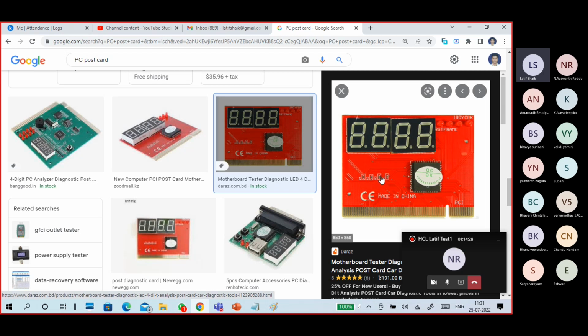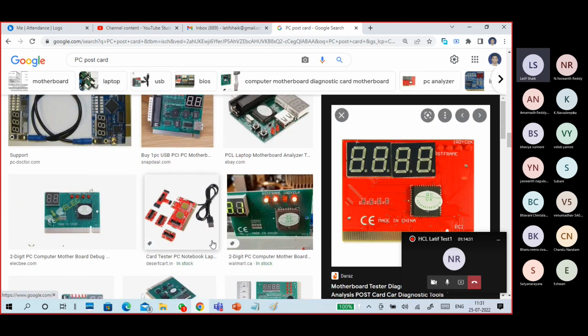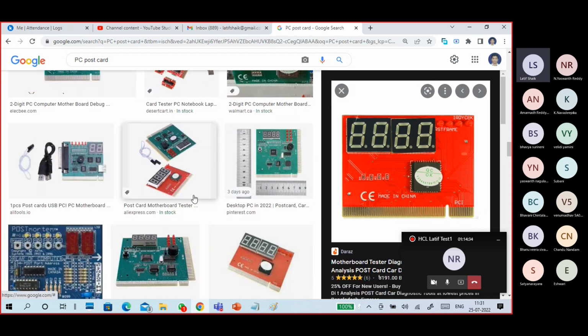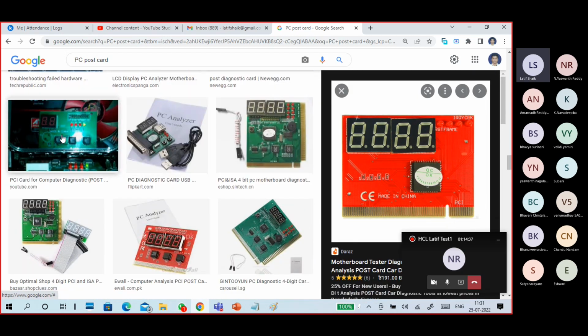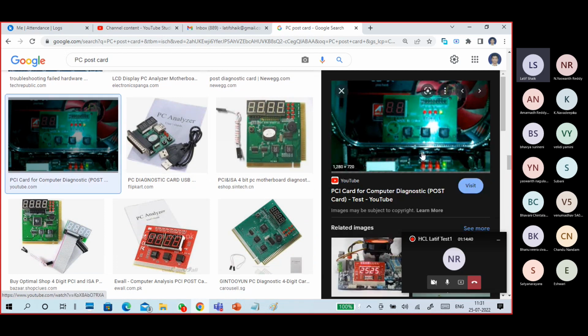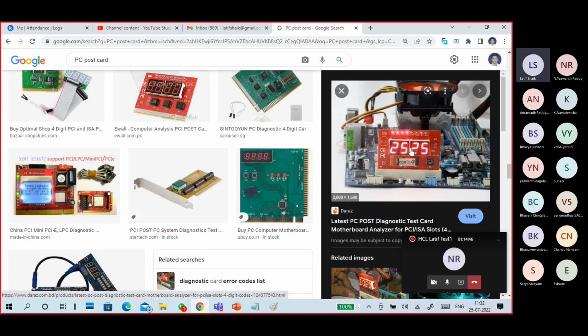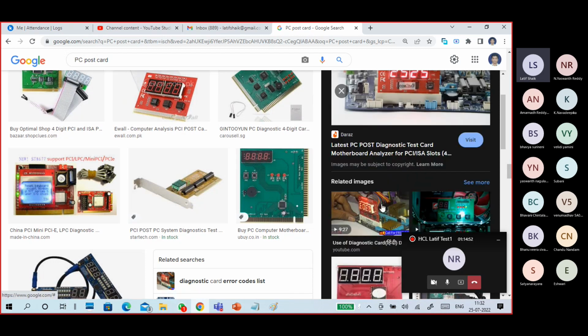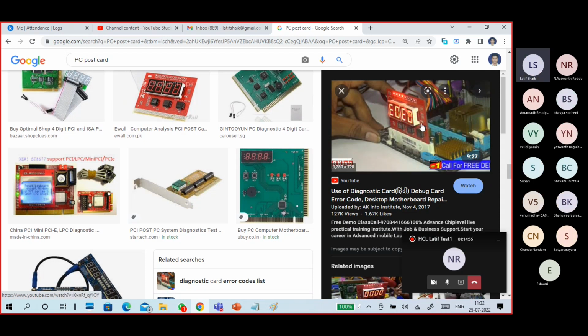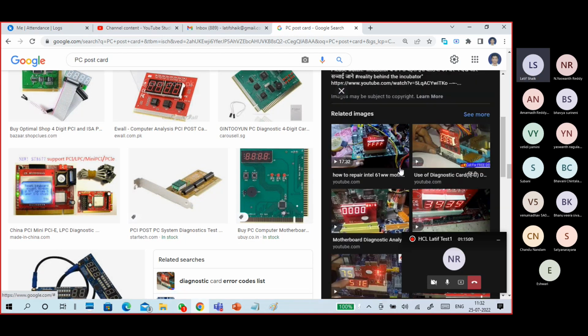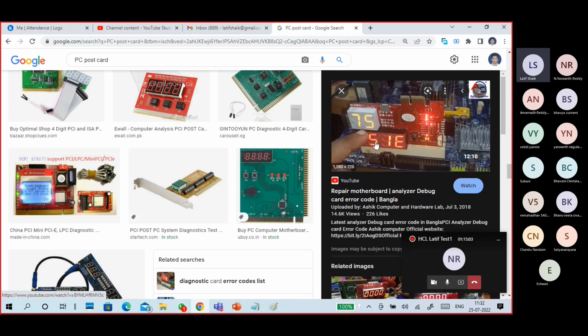So like that, this is the postcard we have to insert into the motherboard, into the PCI slots. Then it shows like this. You have to insert it, so it will show an error like this. So it is showing 2525. It's an example it is showing. Okay, like this you have to insert. He is inserting. See, it's showing some error. Okay, like this. It's all zeros. So the person will understand what the exact issue is.